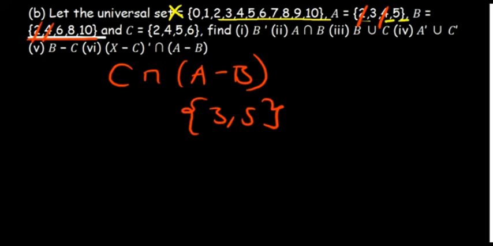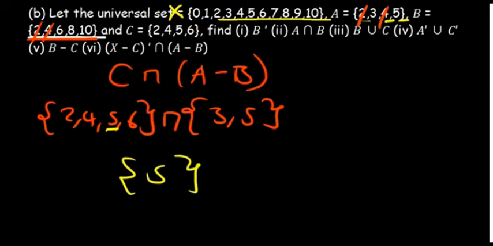Then for our c, we have 2, 4, 5 and what? And 6. So the intersection of the two sets gives us what? Gives us a 5. And that is our solution to that question.